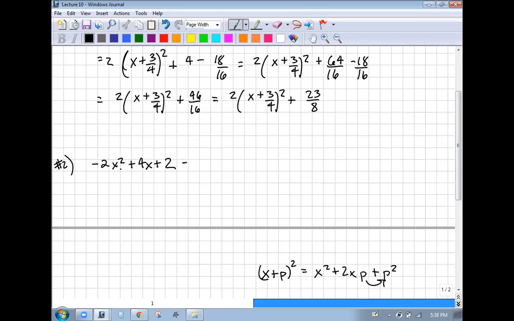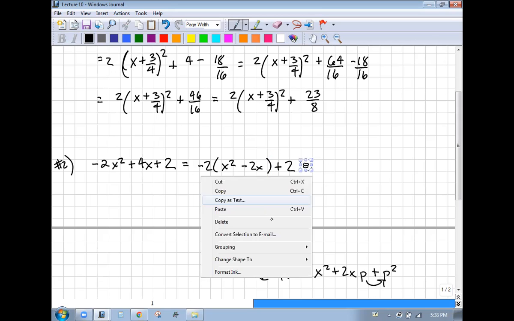So for this one, I need to get this x by itself, so I'll factor out a -2. So this would be a minus 2x, and then I have plus 2. So that's step 1. I just get the x squared by itself, right? -2 times -2 is a +4. Okay.